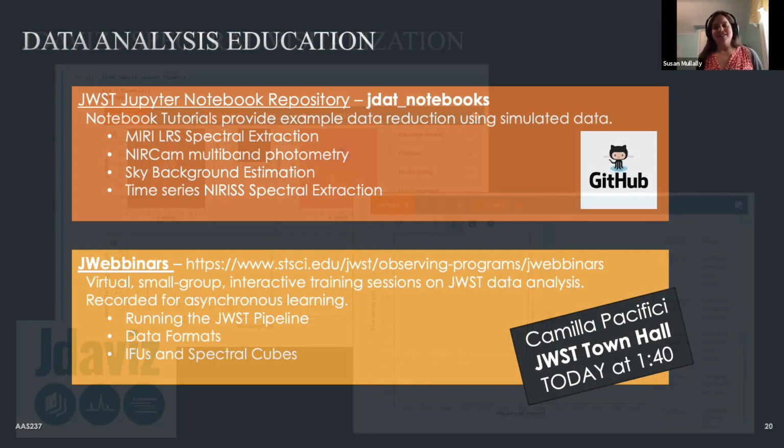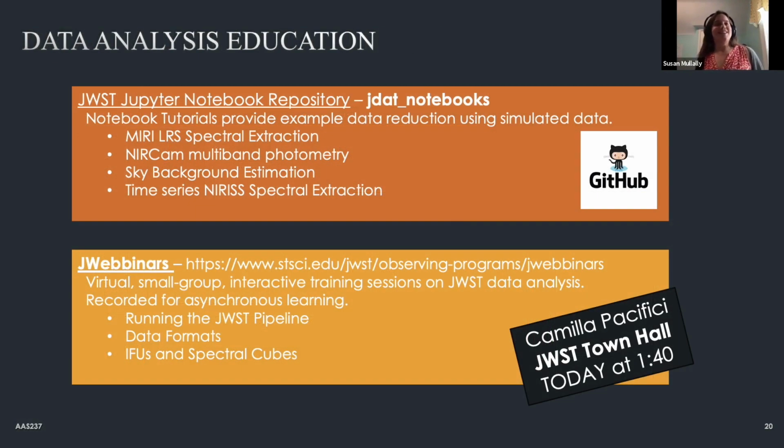So how can you learn all this? It's a lot to take in. So JWST has a notebook repository called JDAT_notebooks on GitHub. And if you go there, you will find a bunch of notebook tutorials that provide example data reductions for several science cases. And they all use either similar data or simulated data. And they take you through different examples. So those tools will be developed over the next year.